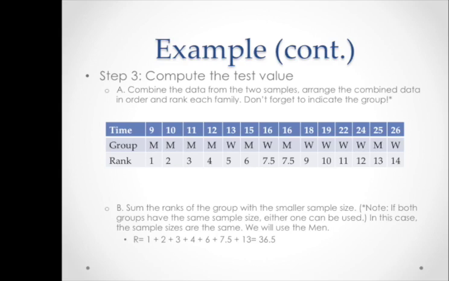Next, I'm going to sum the ranks of the group with the smaller sample size. Please note that if both groups have the same sample size, either one can be used. In this case, our sample sizes are the same, so we're going to be using the men. R is the sum of the ranks, so we're going to add 1 plus 2 plus 3 plus 4 plus 6 plus 7.5 plus 13 to give us 36.5.